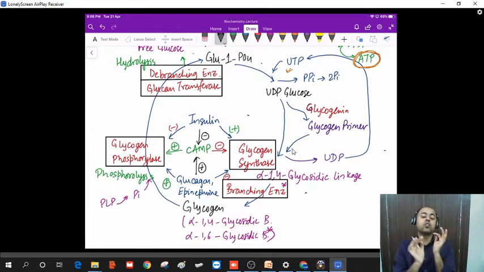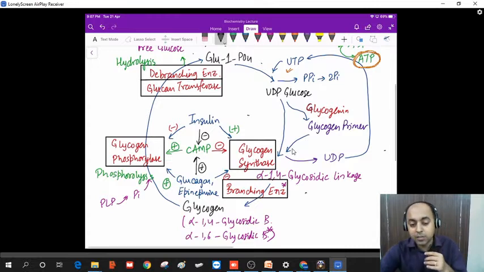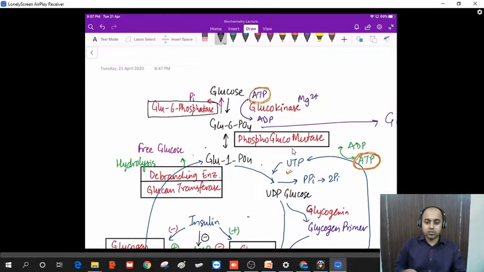What is the effect of insulin on glycogen phosphorylase? What is the effect of insulin on glycogen synthase? What is the effect of insulin on glycogen synthesis and glycogen breakdown? And what is the effect of insulin on cyclic AMP? Similarly, what is the effect of glucagon and epinephrine on glycogen phosphorylase? On glycogen synthase? On glycogenolysis and glycogenesis? And lastly, what is the effect of glucagon and epinephrine on the cyclic AMP? These are 10 questions which can be asked, and you should know the answer to each of the 10 questions.